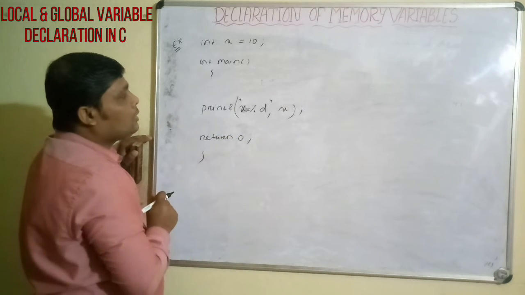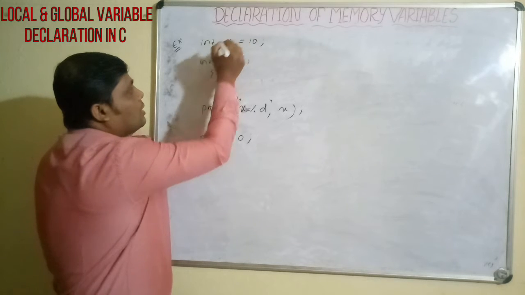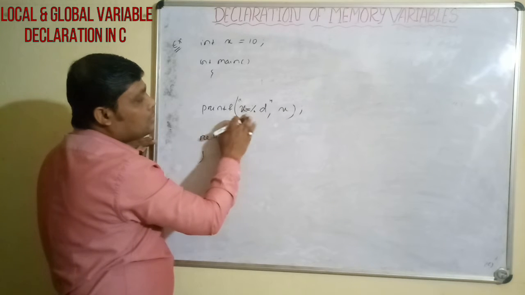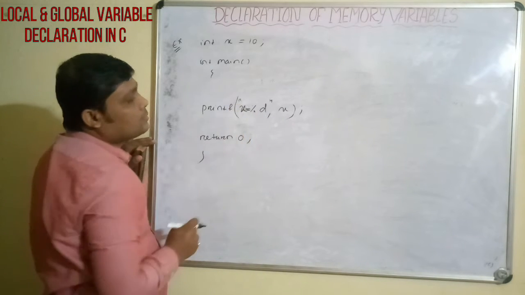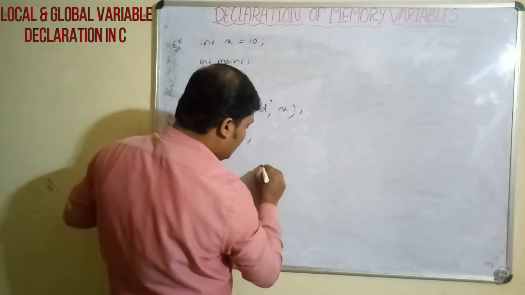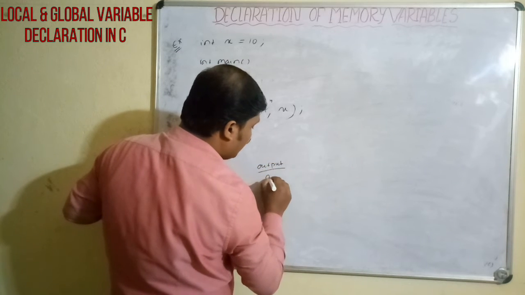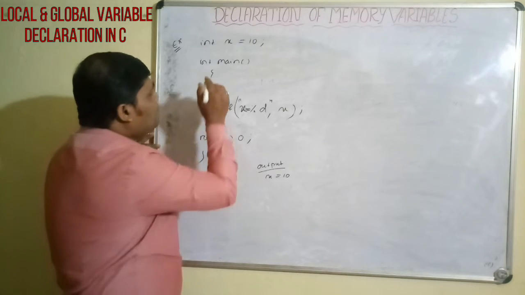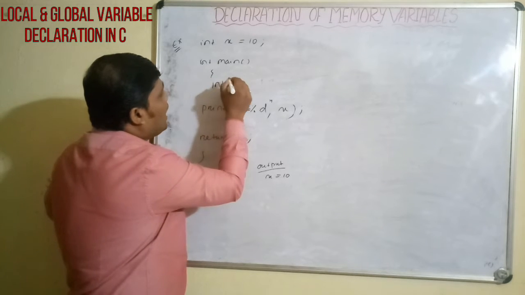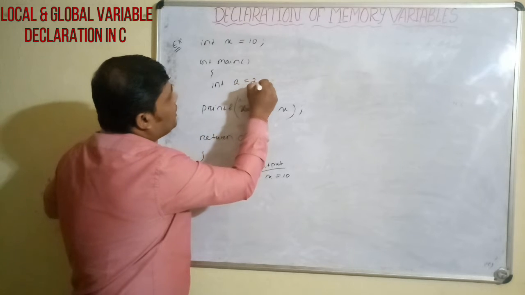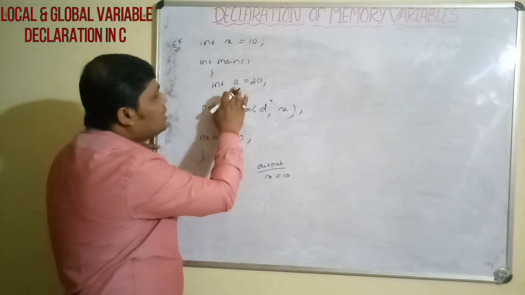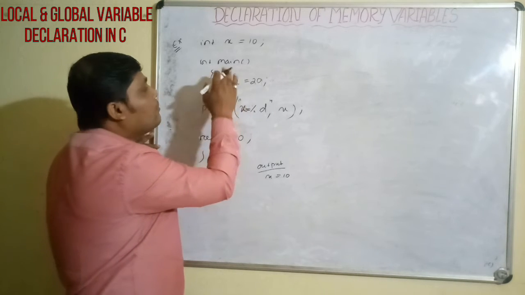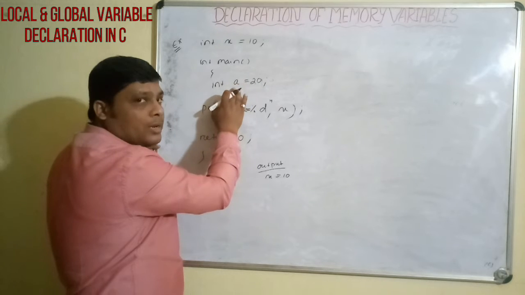This is a small code. Here I have declared x as a global variable, and inside main I have printed x equal to %d, then x. So the output will be x equal to 10. Clear? Now see, if I am declaring another variable, suppose a equal to 20 here. Clear? This a is a local variable, because I have declared this a inside the main function.